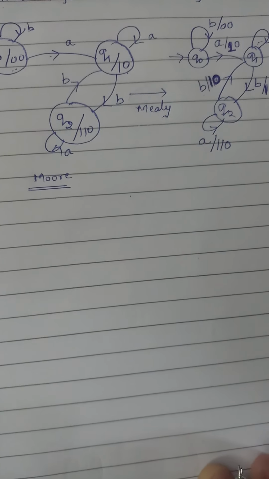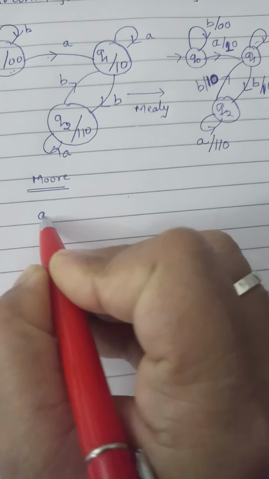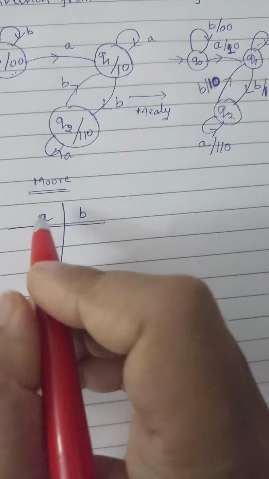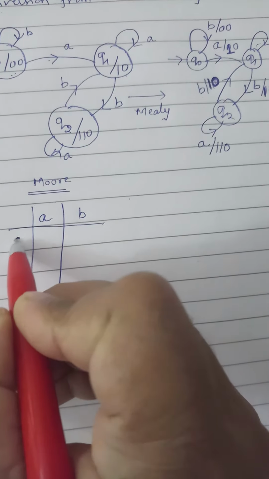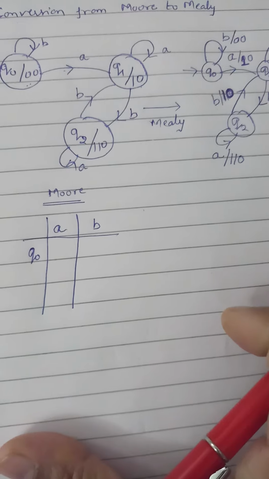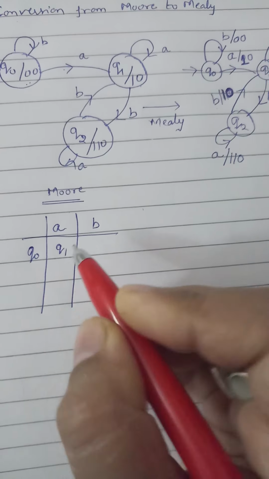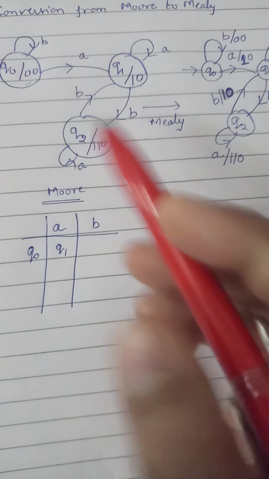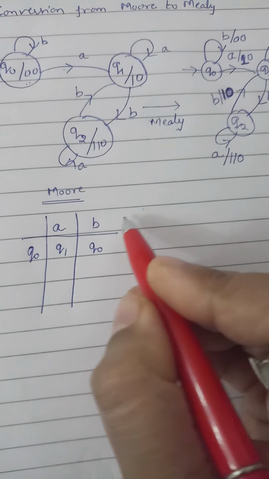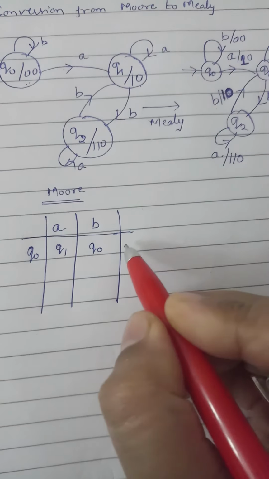Now we see the transition table of the Moore and Mealy machine. Columns for A transition and B transition, with state Q0. Q0 on A in the Moore machine moves to Q1, so we write here Q1. Q0 on B moves to Q0 in the Moore machine, so we write here Q0. And what output do we have on Q0? We have 00 output, so we write here 00.